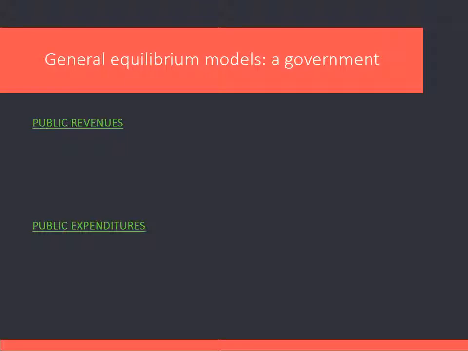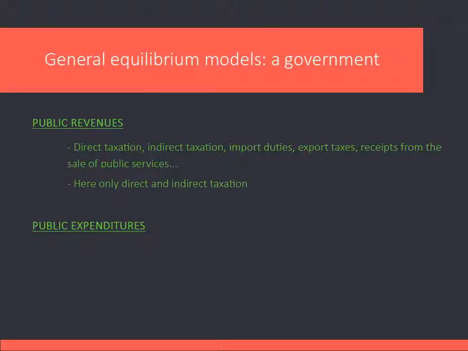Concerning public revenues, in fact, there are many types of public revenues. So we can have direct taxations, indirect taxations, import duties, export taxes, and of course receipts from the sale of public services. So what we are going to do here is only direct and indirect taxations, and in a very simple way.